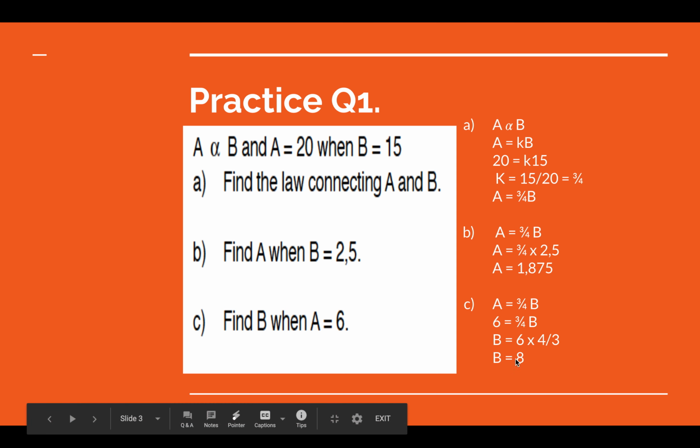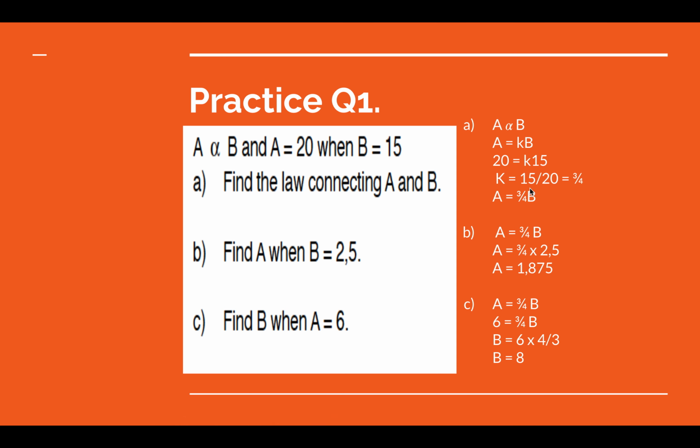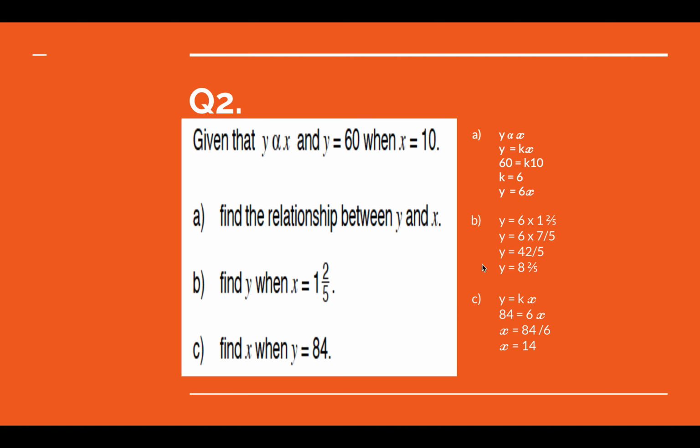So our B was actually 8. And you can verify this by multiplying B by 3 over 4 to get 6. So now that we know our relationship here, which was derived in part A, we can use this at any time. So whenever you're given any A or any B, you can find the other. Let's take a look at example number 2.